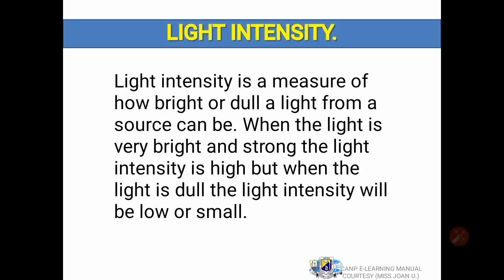When we talk of light from a source, we are talking about the light from a natural source or from an artificial source. It could be light from a torchlight, it could be light from a candle, it could be the sunlight, it could be from office light. The ability to measure this light is what we mean by light intensity: how bright or dull the light coming from a source can be. When the light is very bright and strong, we say the intensity is high. But when the light is dull, the light intensity will be low, or we say the value will be small.